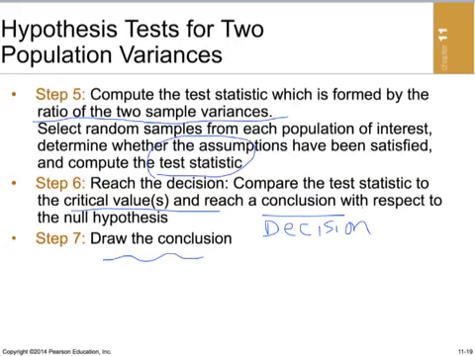And then we draw the conclusion with respect to the research hypothesis, HA. Always remember that our decision is whether or not we will reject or not reject H0, the null, and our conclusion is whether or not we have evidence to support the research hypothesis, HA.